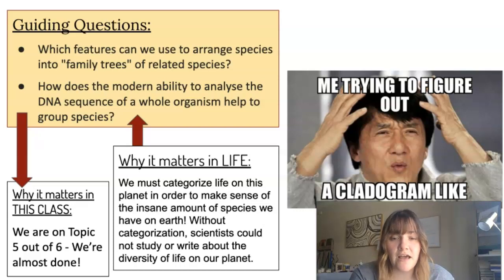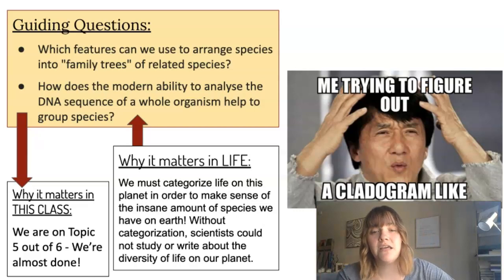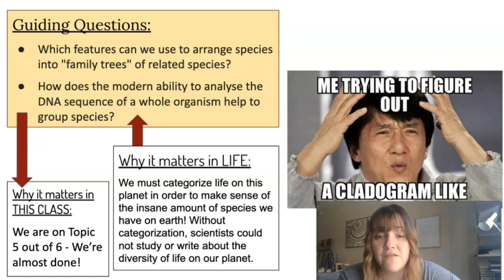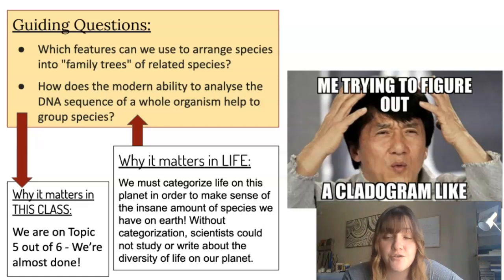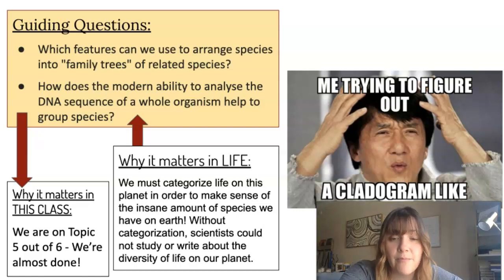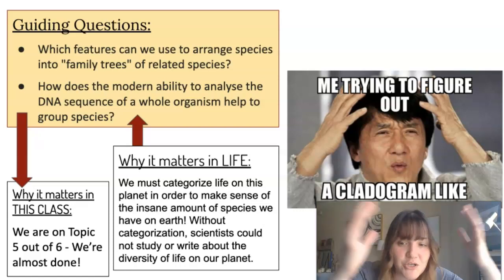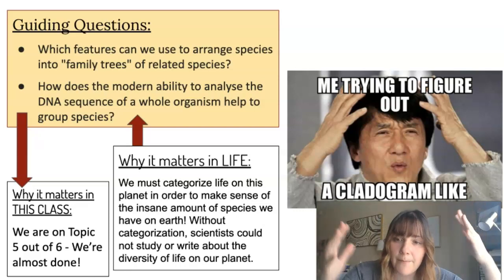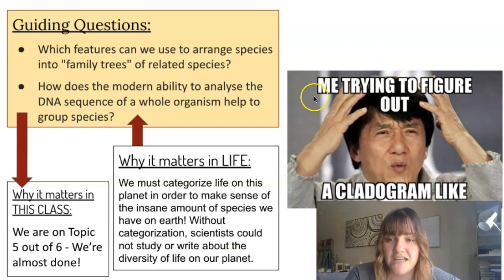And why this matters in life. We must categorize life on this planet in order to make sense of the insane amount of species we have on Earth. If you remember, we have recognized and described 1.2 million species, but it's hypothesized that there's over 8 million species on our planet. And without categorizing those, scientists wouldn't be able to study or write about the vast diversity of life that we see on our planet. You're not going to look confused like this by the end of today. You're going to totally understand cladograms.